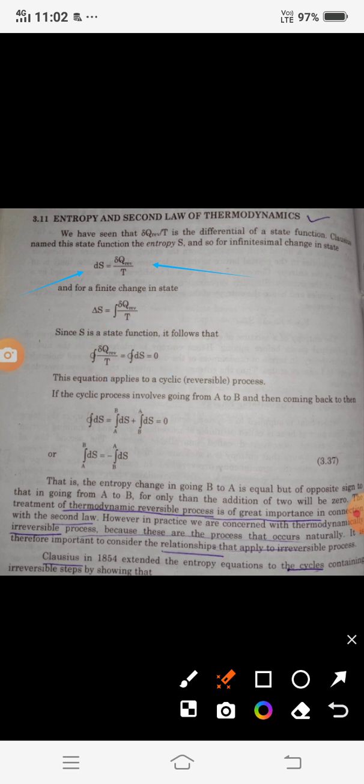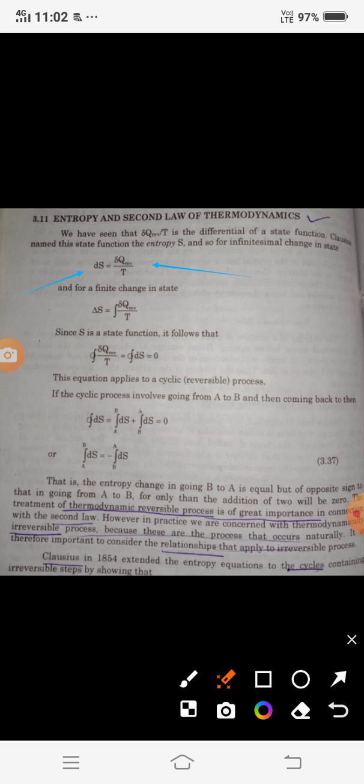This equation applies to a cyclic process where the reversible process is taking place. If the cyclic process changes from A to B and then B to A, then we can write the change in entropy in this summed-up form. If we take the change of entropy from B to A to the other side, it becomes a negative factor. This equation shows that the entropy change from A to B and B to A in the cyclic process of a reversible reaction is always equal but opposite in direction. The negative sign shows the opposite direction.